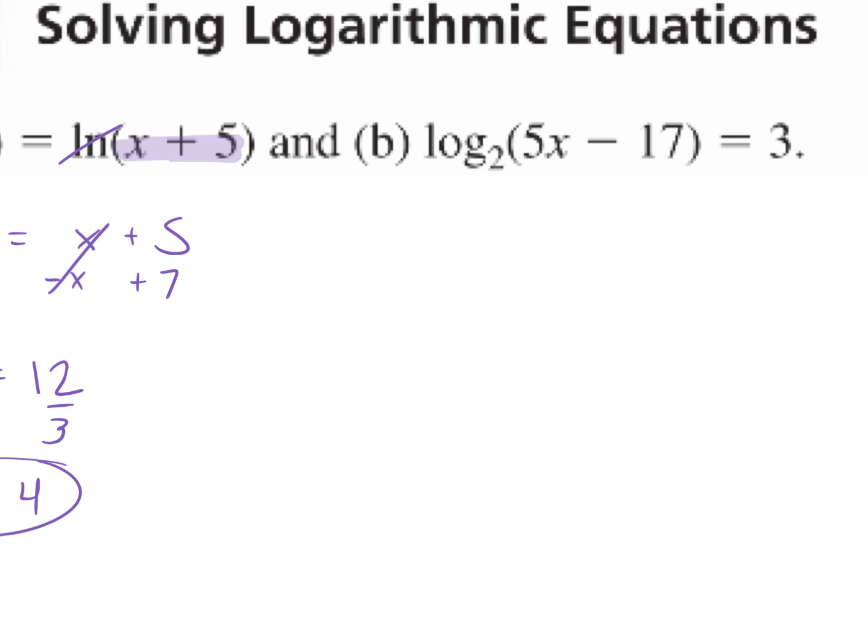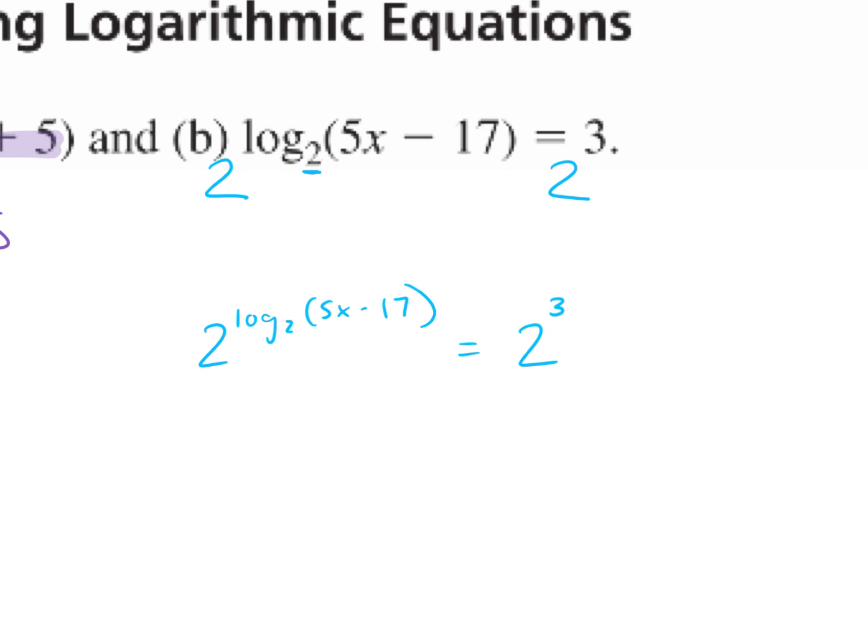So if my base is 2, I'm going to make my big base on both sides be 2. So I'm going to change this to be 2 to the power of log base 2 of 5x minus 17. And it's equal to 2 to the power of 3. So whatever the base is, we make the big base that number. And we made all of it an exponent.